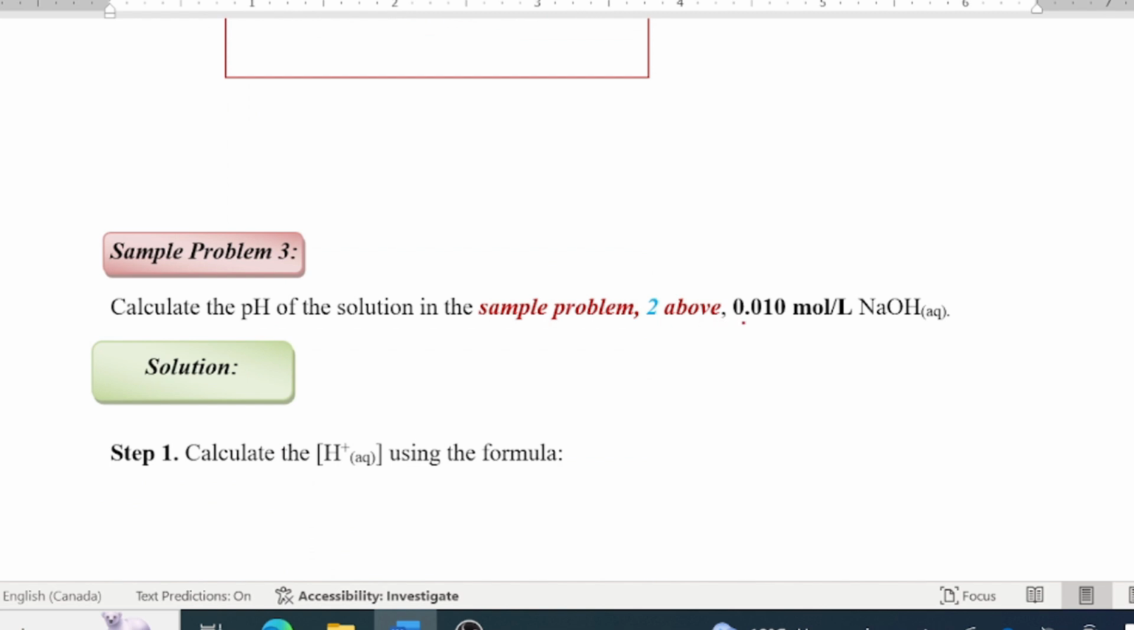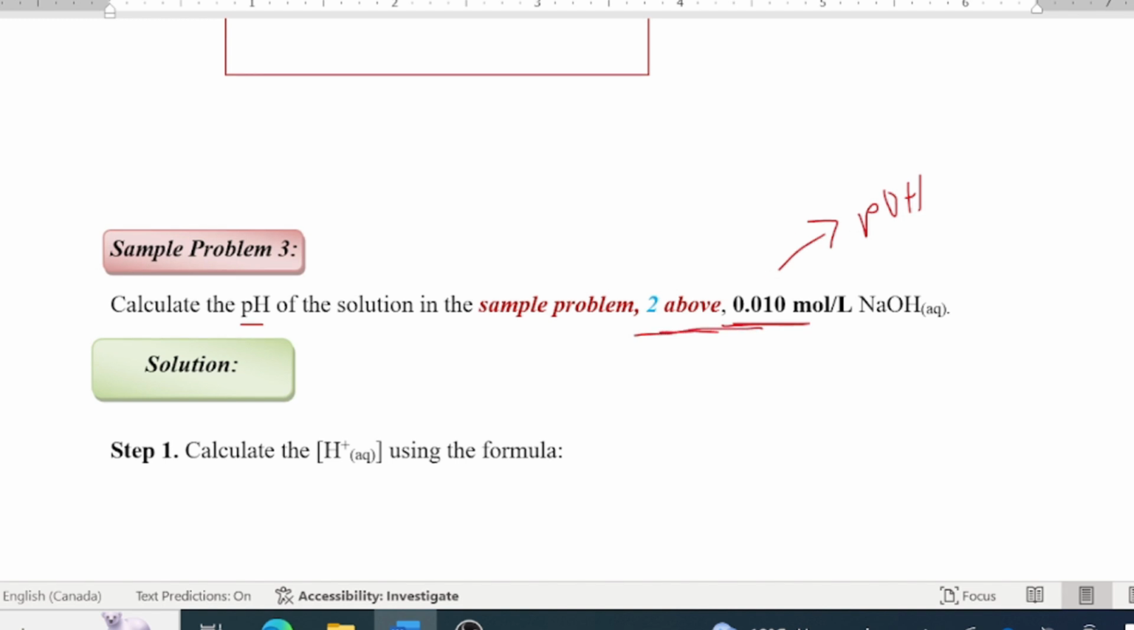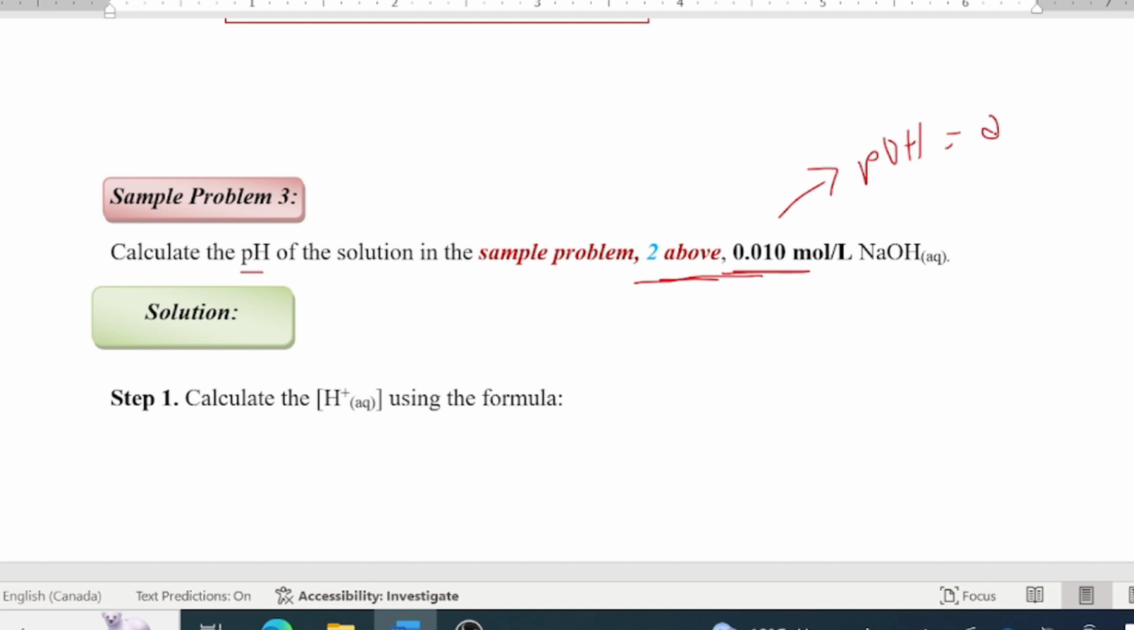The question before, we asked you to find the pOH for this. Now they're asking you to calculate the pH of this very problem here. How do you do that? Alright, you see how you do that. So we found the pOH of that to be 2. Now they want you to find the pH of the solution.